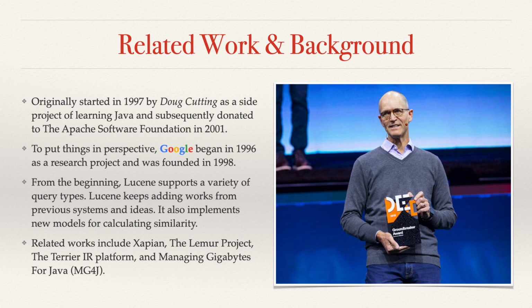From the beginning, Lucene supports a variety of query types like filtered terms with boosts, wildcards, fuzzy words using edit distance, proximity searches, and Boolean operators. After it was open sourced, Lucene kept adding features over the years, including support for regular expressions, spatial distances, and arbitrary scoring functions. Related works include Zettair, the Lemur project, the Terrier IR platform, and Managing Gigabytes for Java. All of them are information retrieval systems or full-text search engines.